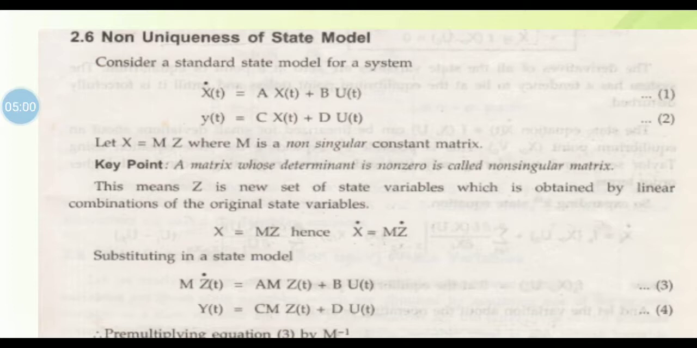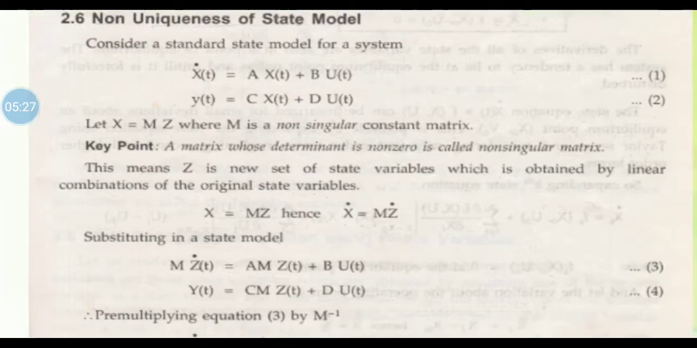What does this mean? Z is a new set of state variables which is obtained by linear combinations of the original state variables. So x is equal to Mz, hence x dot is equal to Mz dot. Then we will substitute this in the state model. What we will get is M z dot of t is equal to A M z of t plus B u of t, y of t is equal to C M z of t plus D u of t.